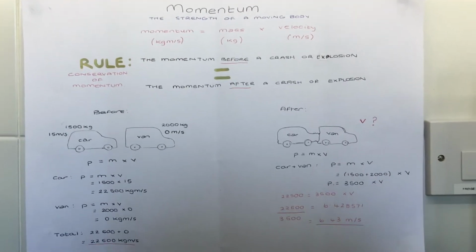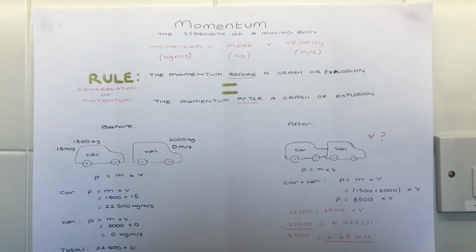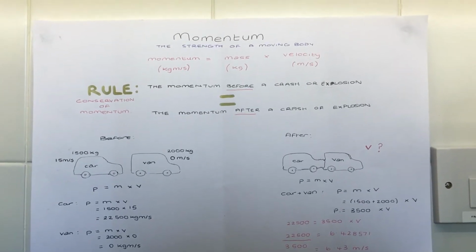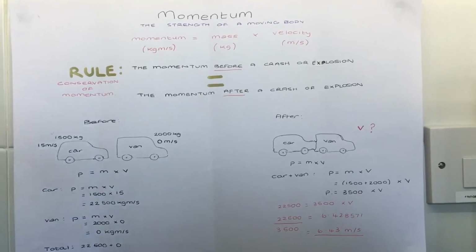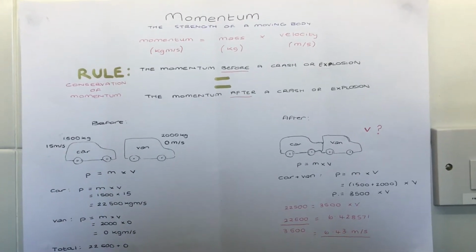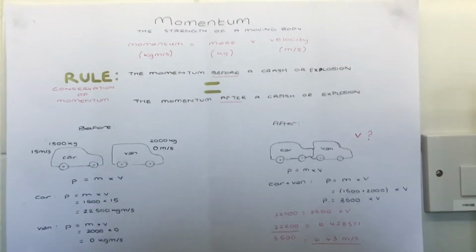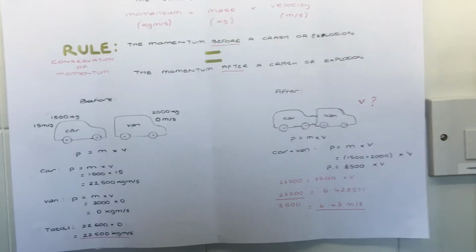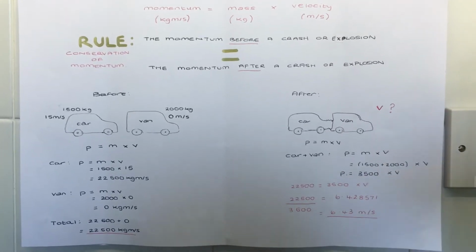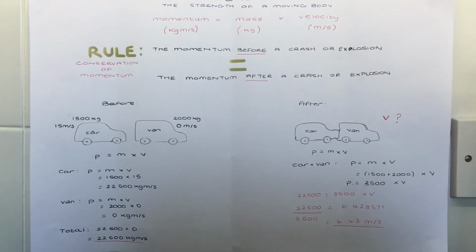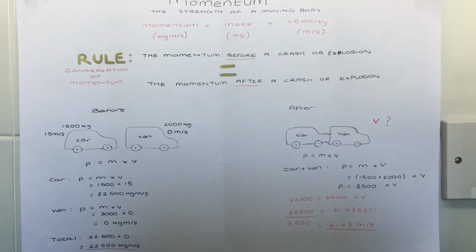Now, the rule about momentum that you're never told, but they will expect you to remember, is that the momentum before a crash or an explosion is equal to the total momentum after the crash or explosion. So basically, they're equal to zero because they're positive in one direction and negative in the other direction. So you need to remember this. It's called conservation of momentum.